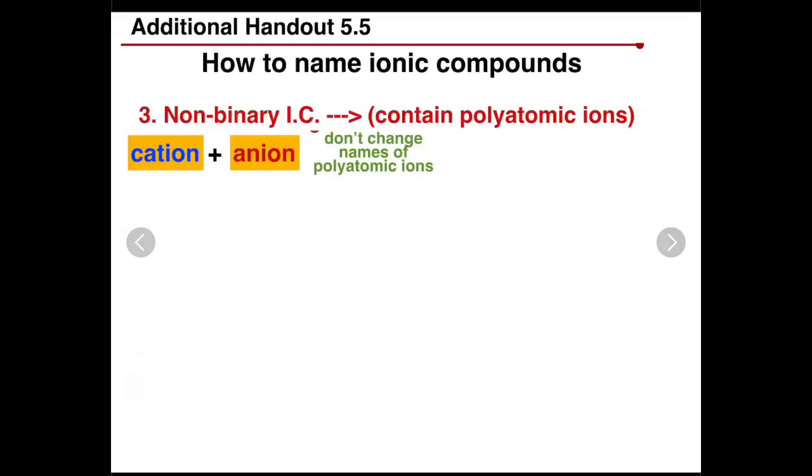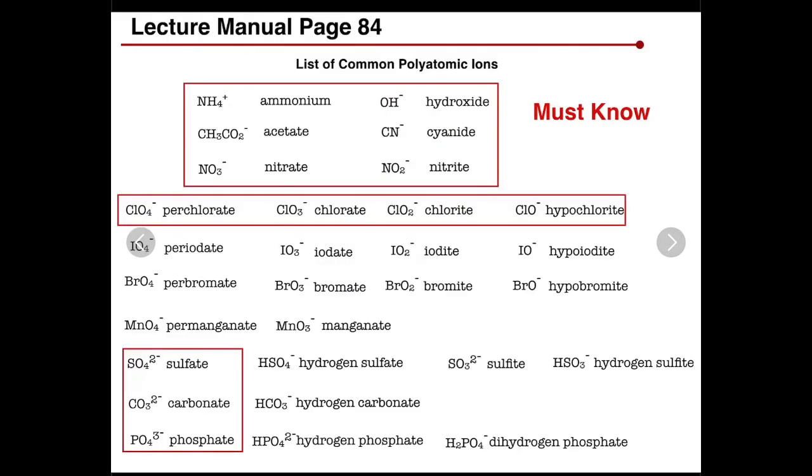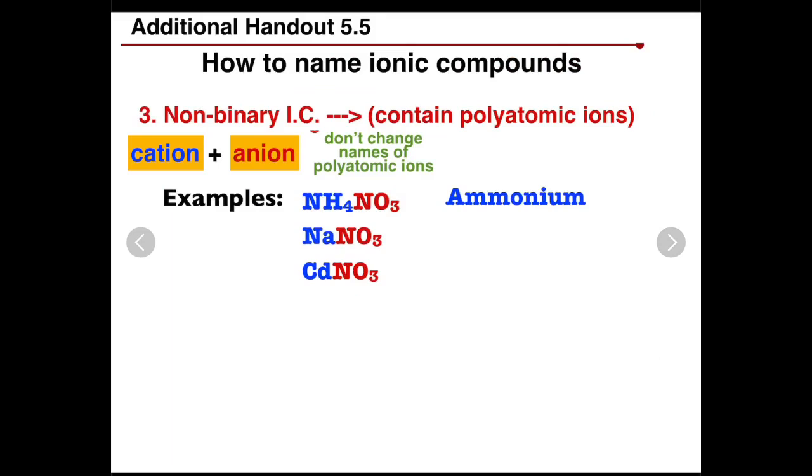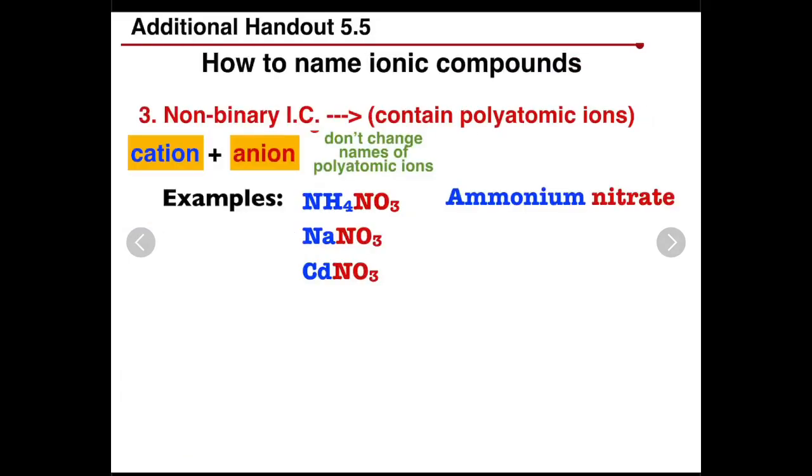For example, if you have this, the NH4 would be ammonium. The name would be as it is. That's ammonium right there. And then you're going to follow it with the group that contains NO3. NO3 would be nitrate, so in this case, it would be ammonium nitrate.